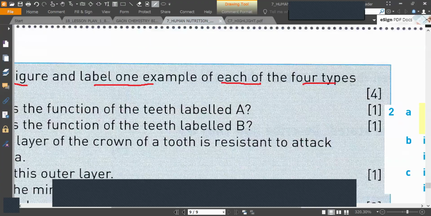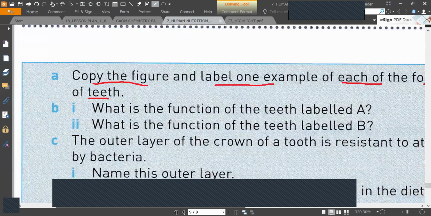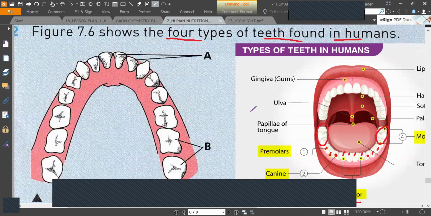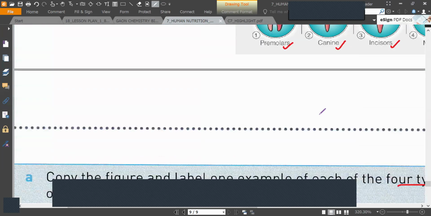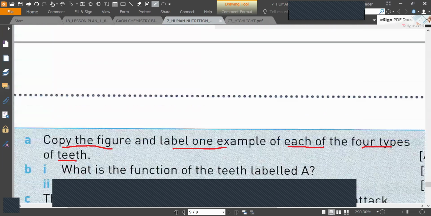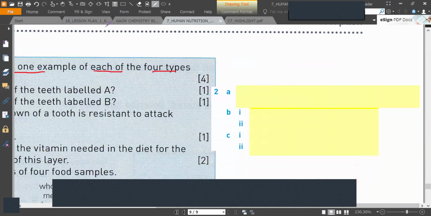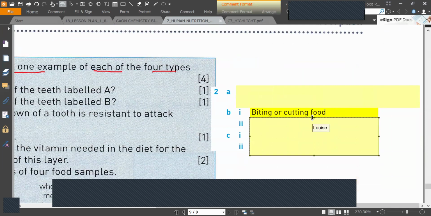Next. What is the function of the tooth labelled A? A will be incisors. The function of incisors is for biting or cutting food.